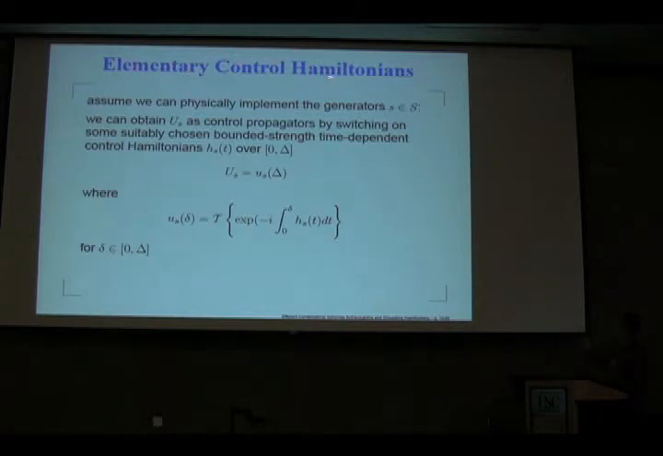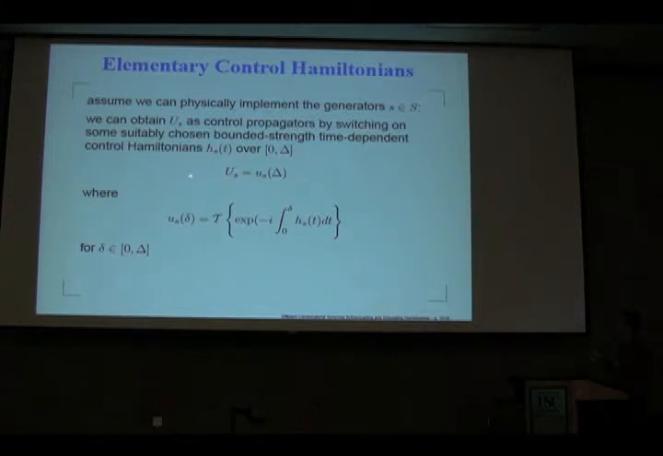And now let's look at the elementary control Hamiltonian. So assume that we can physically implement the generators S, this generating set of a group G. And so what do I mean by this? This means that we can obtain this unitary matrix US, indexed by this element S, as a control propagator by switching on some suitably chosen bounded strength time-dependent control Hamiltonians over this interval here.